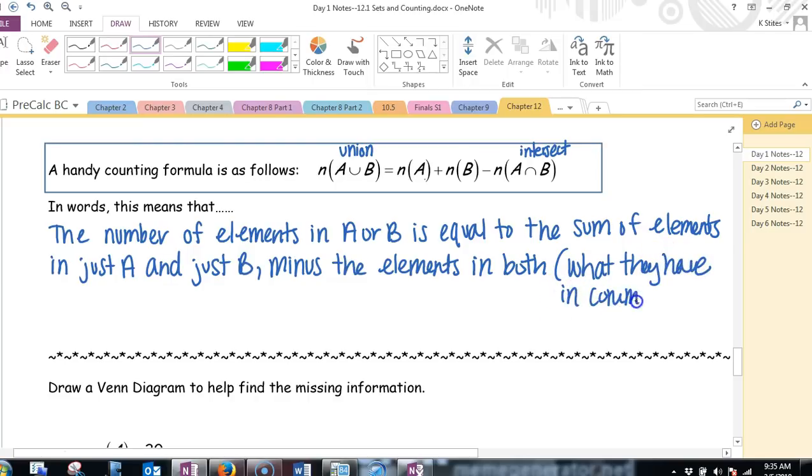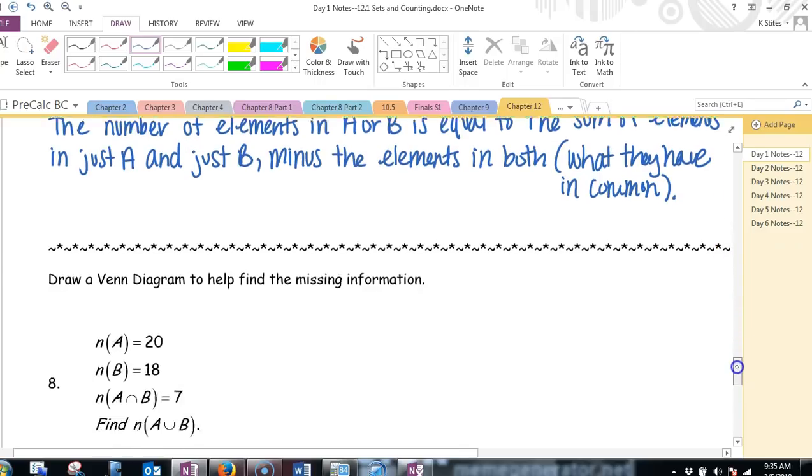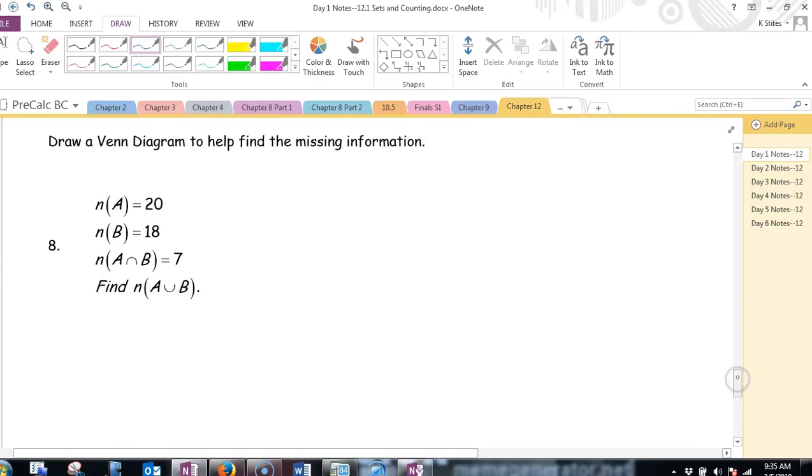And the reason we're subtracting what they have in common is because otherwise you're going to be double counting those. Okay, they're being double counted. So that might be more clear when we use the Venn diagram here. So for 8 and 9, our last two, we're going to draw a Venn diagram to help find the missing information.